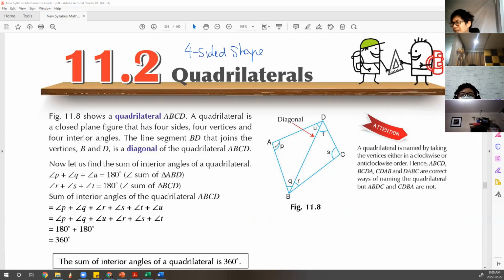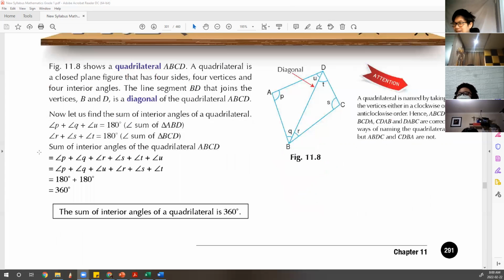It has four sides: A, B, B, C, C, D, D, A. Right? And the total angle on quadrilaterals is always 360 degrees. You don't have to prove this. We have two triangles, so this is a total of 180, and this is a total of 180 as well. So the total angle on a quadrilateral is 360 degrees. Memorize. The sum of interior angles on a quadrilateral is 360, as it is shown on the graph right now in the book.